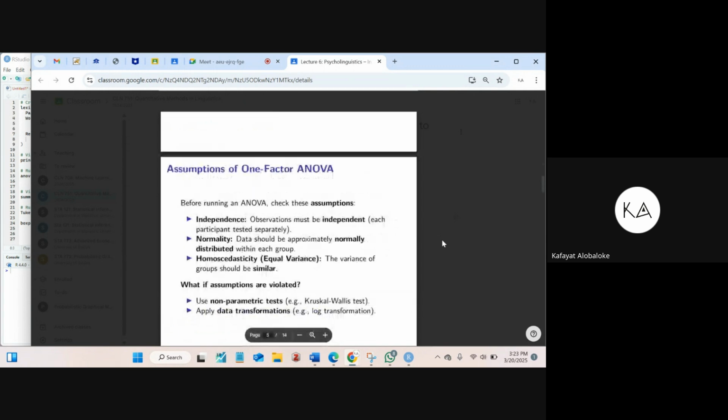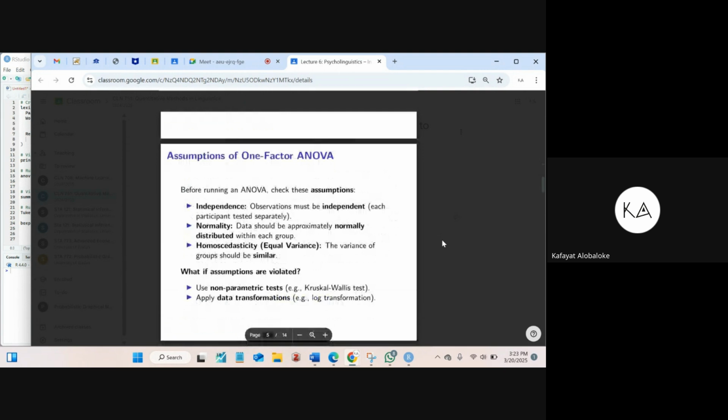Now, what are the assumptions that should be followed when we are dealing with one-factor ANOVA? Just like we mentioned in the last class that when running a t-test, a set of assumptions must be considered, ANOVA also assumes that the observations must be independent. That is, each participant is tested separately or each group is tested separately. Then the data should also follow a normal distribution within each group. Also, homoscedasticity, that's the equality of variance. The variance of each group should be similar.